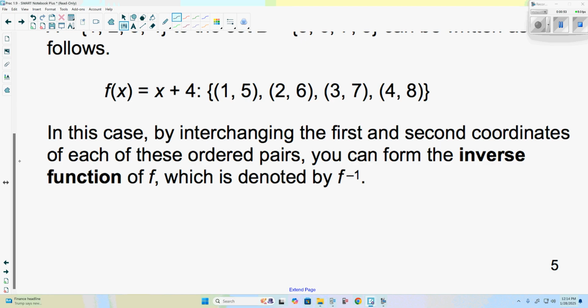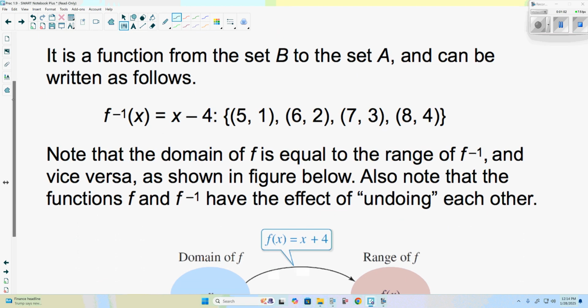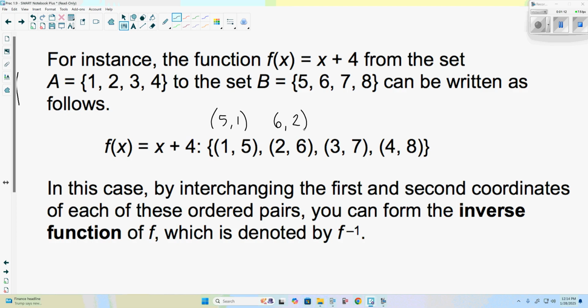In this case, by interchanging the first and second coordinates of each pair, we get its inverse, denoted by f inverse of x, f to the negative 1. So the inverse, we end up flipping them. If we're told 1, 5, its inverse is going to be 5, 1, 6, 2, 7, 3, 8, 4. So when we're given an ordered pair, or sets of ordered pairs, all we've got to do is flip the x and y. The domain becomes the range and the range becomes the domain with the inverse.